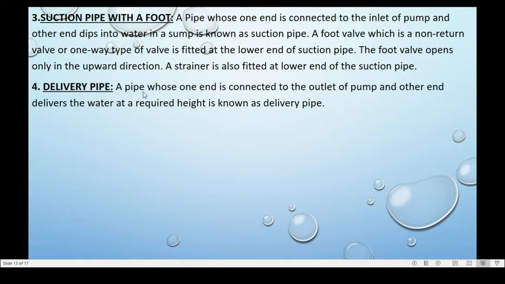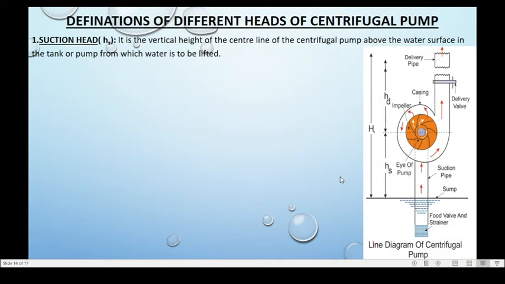Next is the delivery pipe. It is a pipe whose one end is connected to the outlet of the pump and the other end delivers the water at the required height. Here you can see the delivery pipe, one end connected to the pump and the other end where the water is to be delivered.